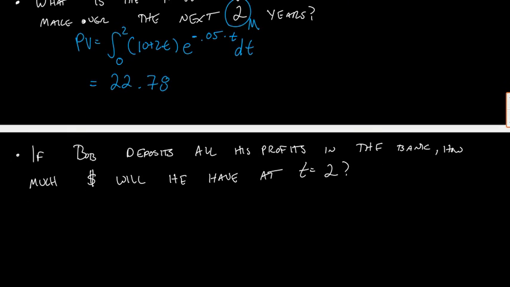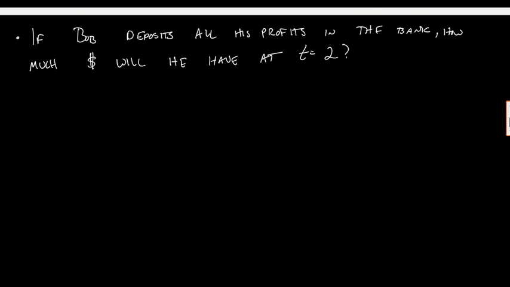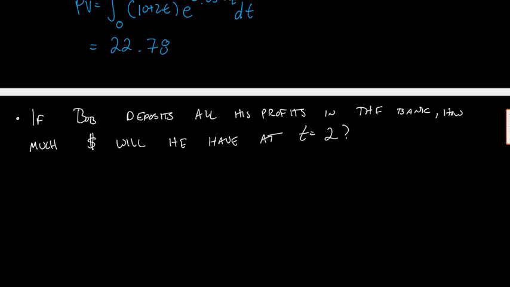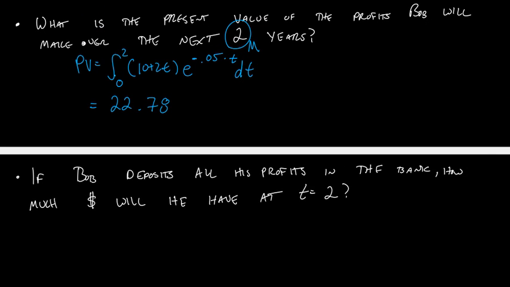A more common question that we'll be interested in is, if Bob deposits all of his profits into the bank, how much money is he going to have at that final time? So the previous question is asking about the present value. This question here is asking about my future value. Now sometimes problems will ask you about this future value first, and if they do that, remember that you need to first find your present value and then multiply it by e to the positive r times M.